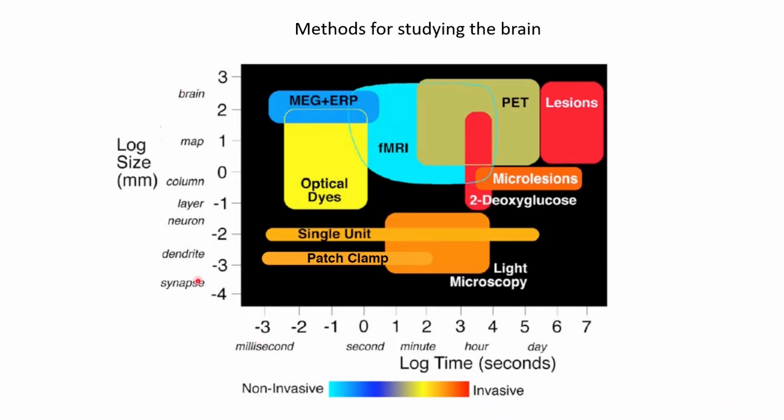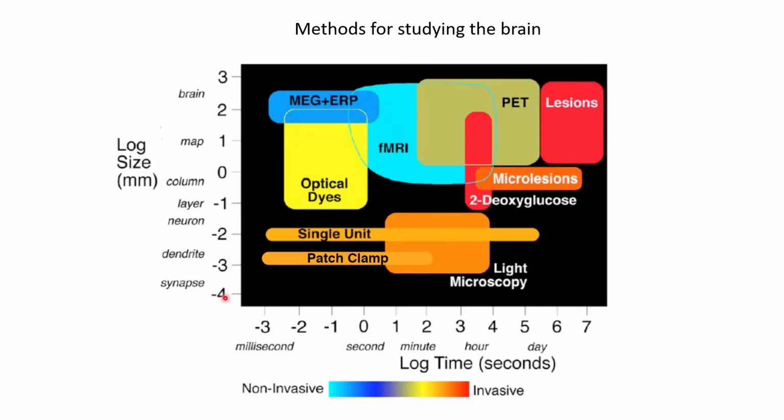So 0 here indicates 1 millimeter. And then as we go up, we go to 10 millimeter, 100 millimeter, 1000 millimeter. So this would cover the whole brain. And as we go down, then we are looking at 1/10th of a millimeter, 100th, 1000th, and 1/10,000th.